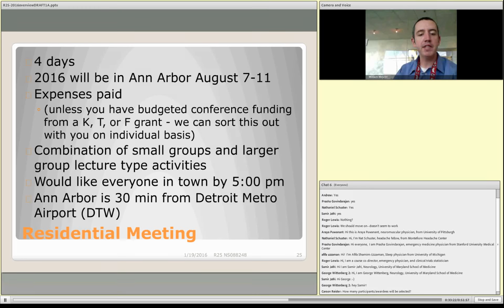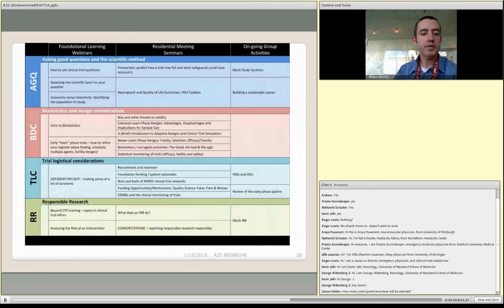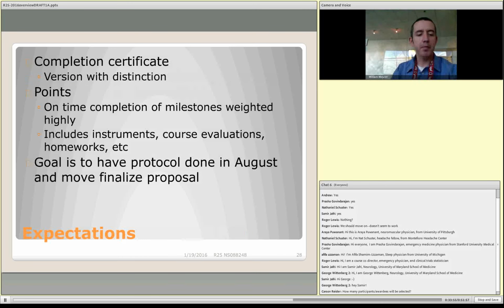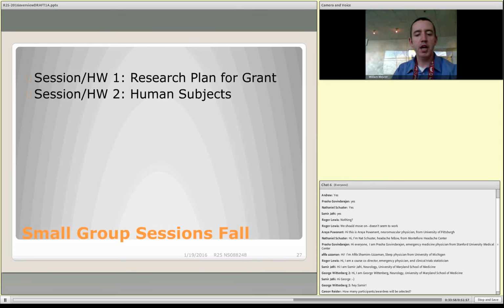Again, we want everybody in town on that Sunday by about 5 p.m. Ann Arbor is about a half hour from Detroit Metro Airport, which is a large airport with linkages throughout North America and the world. This is a picture that is way too small to see, that just goes through some of the lectures we've had in years past, along those general thematic areas of how to construct clinical trials. We'll have some additional small group sessions in the fall, and we will actually be working to put faculty bios and pictures up on the website as well.